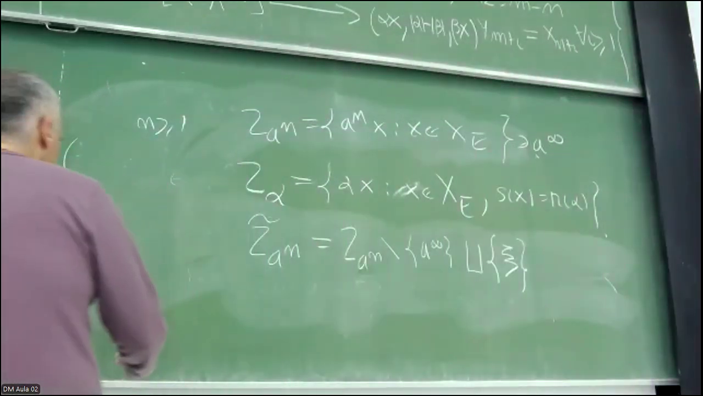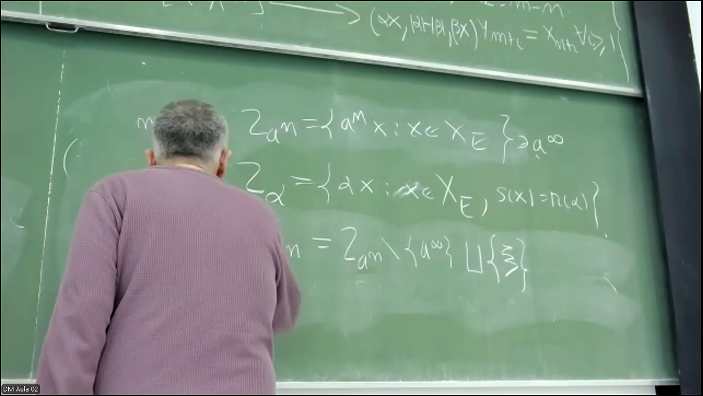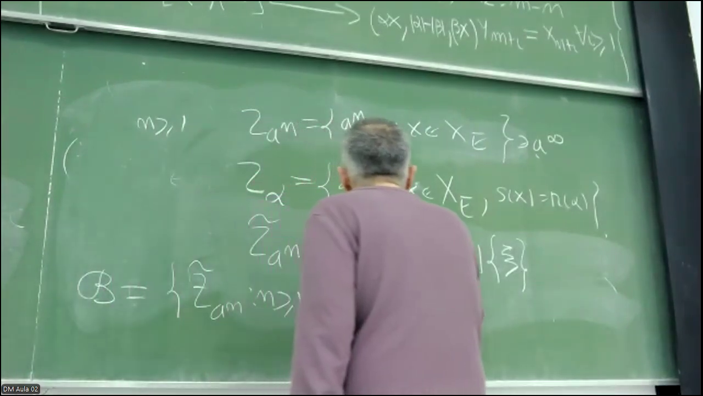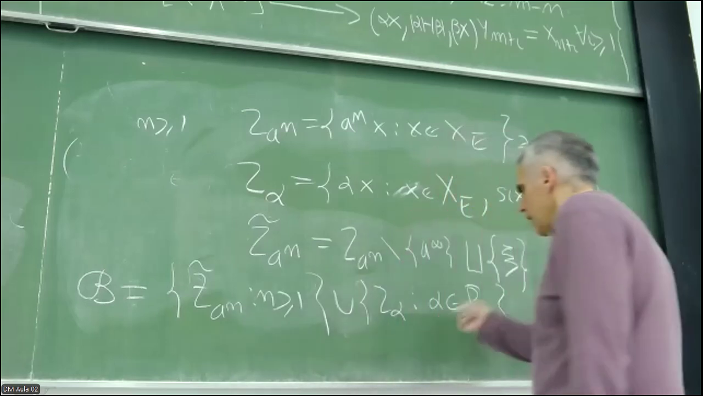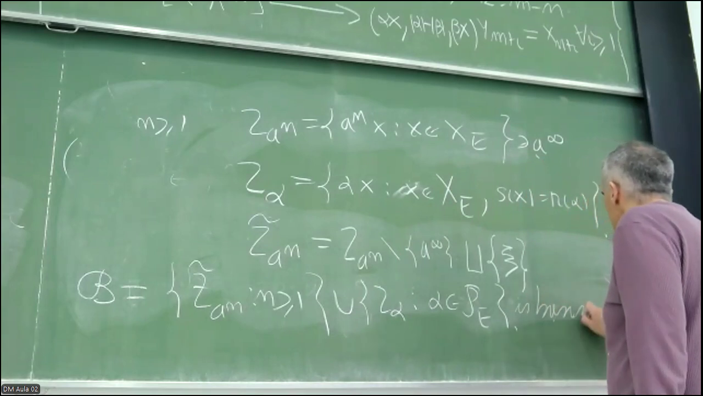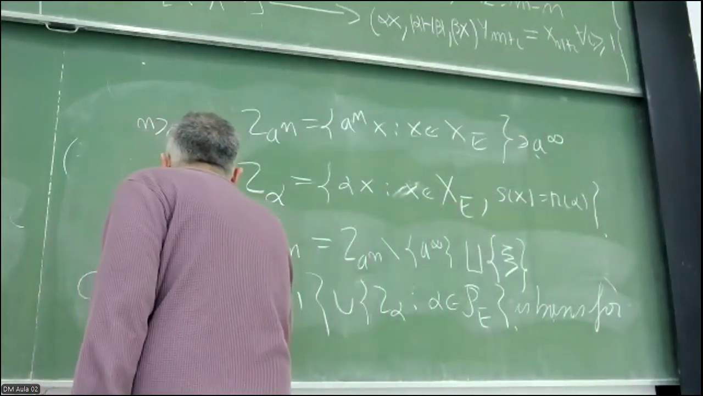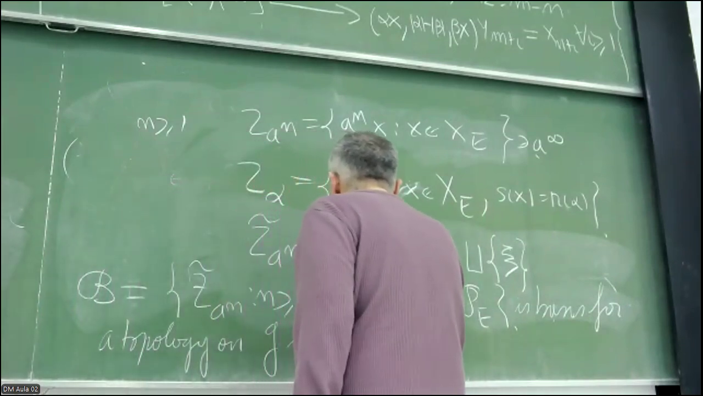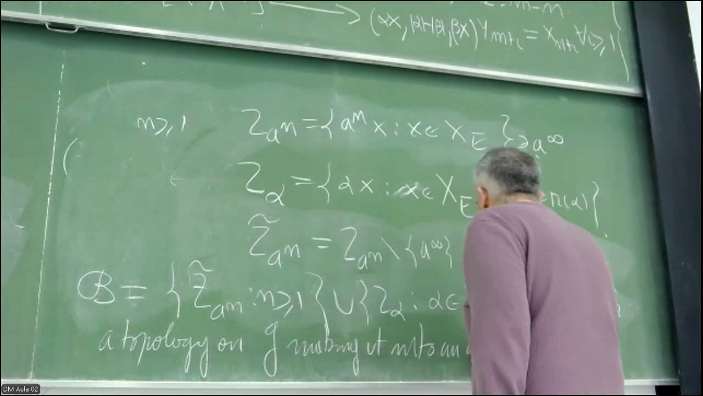So one checks that the Z tilde (A^n) with n bigger or equal than 1, union the Z alphas with alpha a path in E, which is just any word on A and B, this is a basis for a topology on G, making it into an ample groupoid.